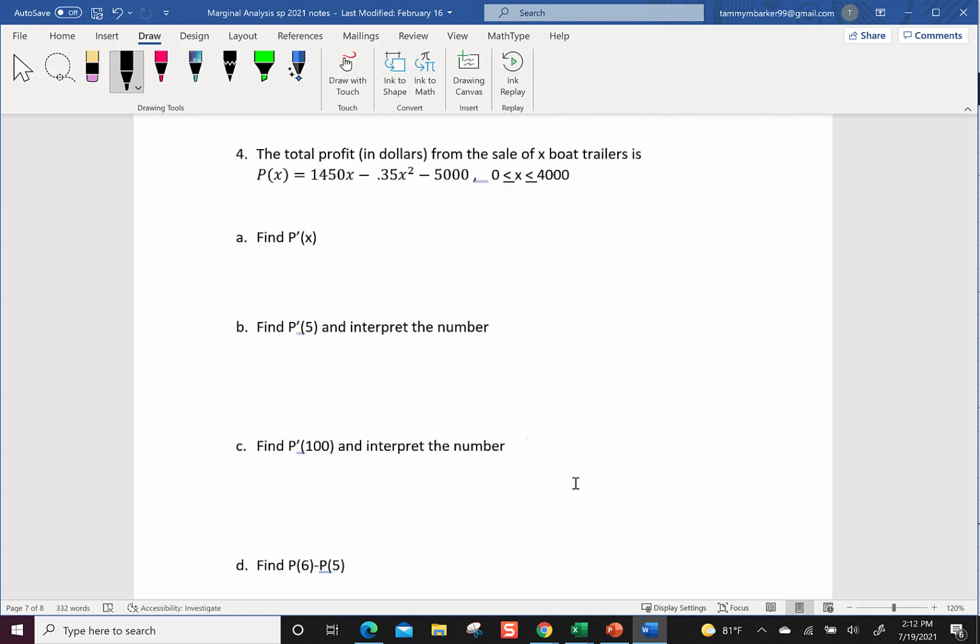Number 4 says the total profit in dollars from the sale of X boat trailers is P of X is 1,450X minus 0.35X squared minus 5,000, where X is greater than or equal to 0 and less than or equal to 4,000. This time the domain is given by definition, so we don't have to worry about why is it that, just know that that's what it is. Part A says find the derivative, so P prime of X is equal to 1,450. Using the power rule, negative 0.35x squared becomes negative 0.7x, and the 5,000 goes away.